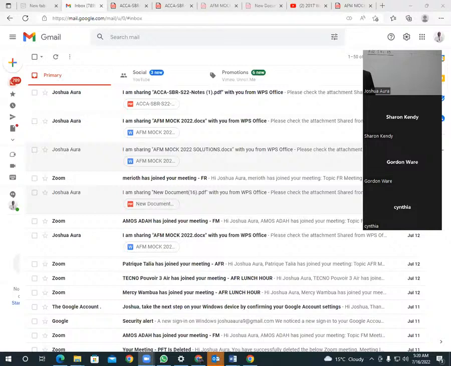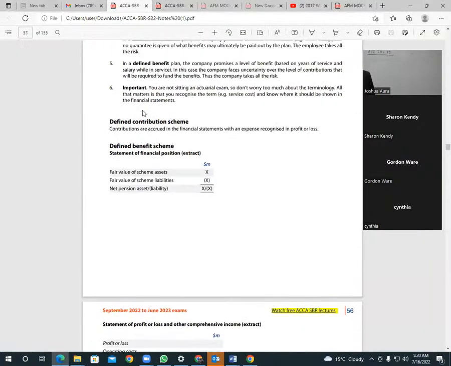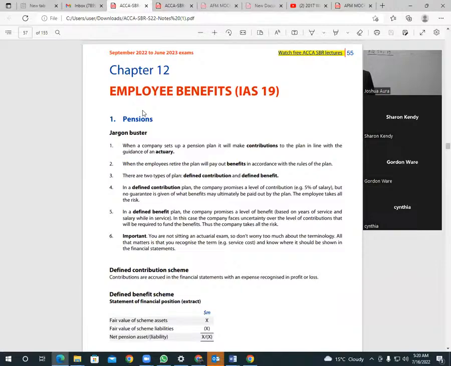Great. Now, ladies and gentlemen, I would want to confirm with you whether you are able to see my screen called Chapter 12, Employee Benefits, IAS 19. Are you able to see my screen, my good students? Is there anybody who can see my screen? Yes, thank you very much.